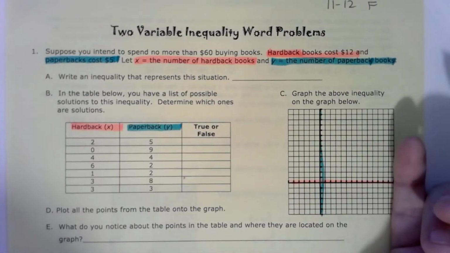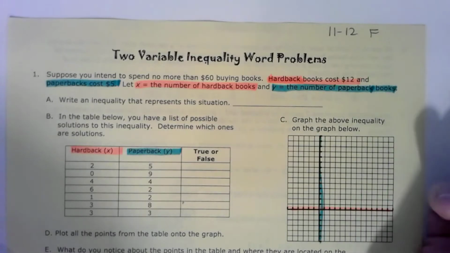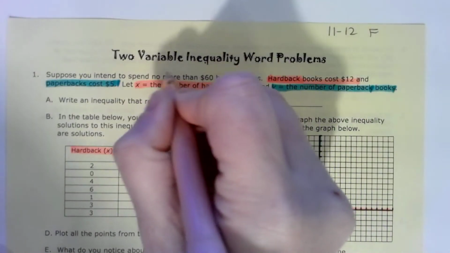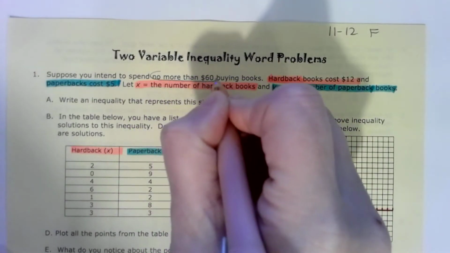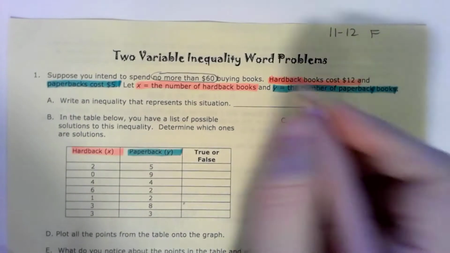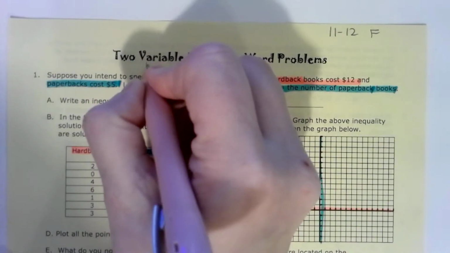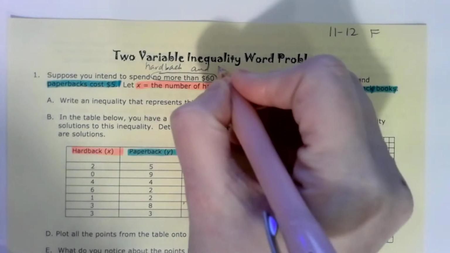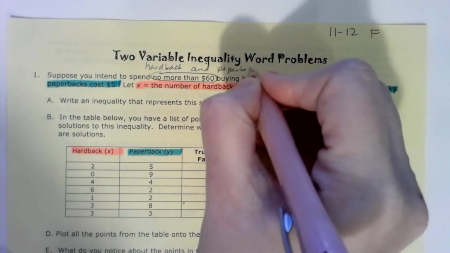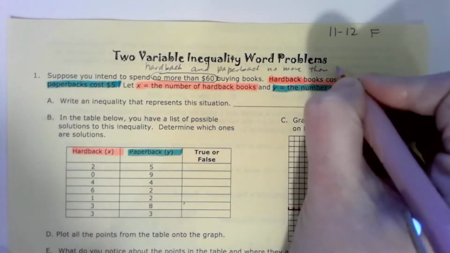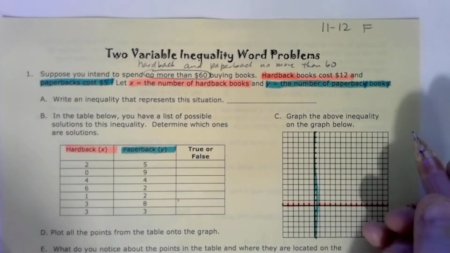So remember, the strategy I taught you guys was to write the caveman sentence. So I'm going to write it here. Oh, I forgot something, y'all. I forgot to circle the inequality. So I'm going to write, it says hardback, so hardback and paperback, no more than 60.